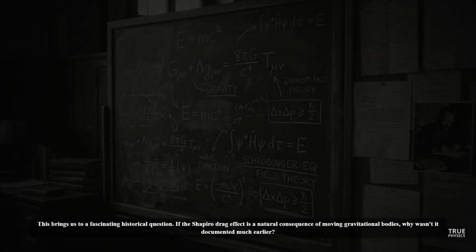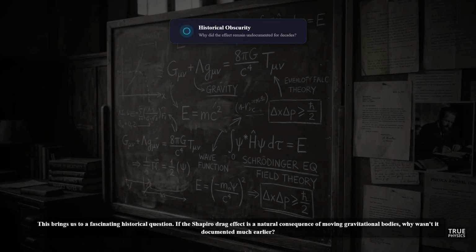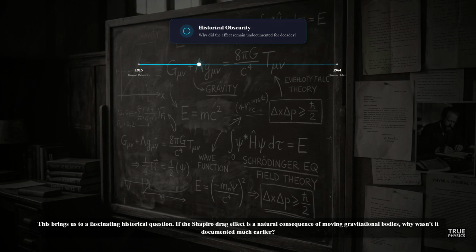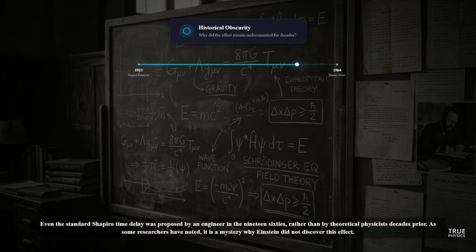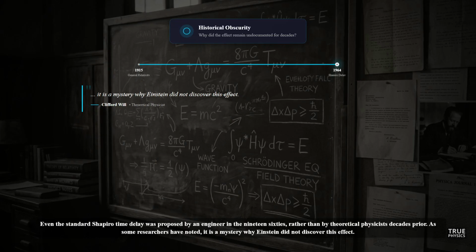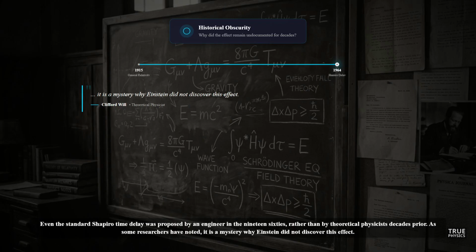This brings us to a fascinating historical question. If the Shapiro drag effect is a natural consequence of moving gravitational bodies, why wasn't it documented much earlier? Even the standard Shapiro time delay was proposed by an engineer in the 1960s rather than by theoretical physicists decades prior. As some researchers have noted, it is a mystery why Einstein did not discover this effect.